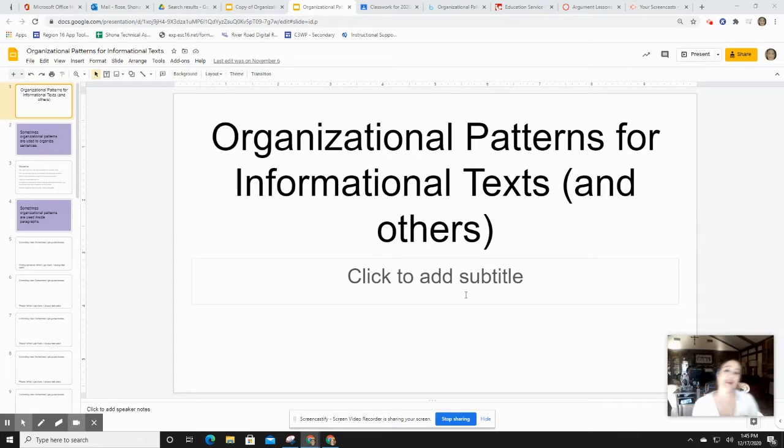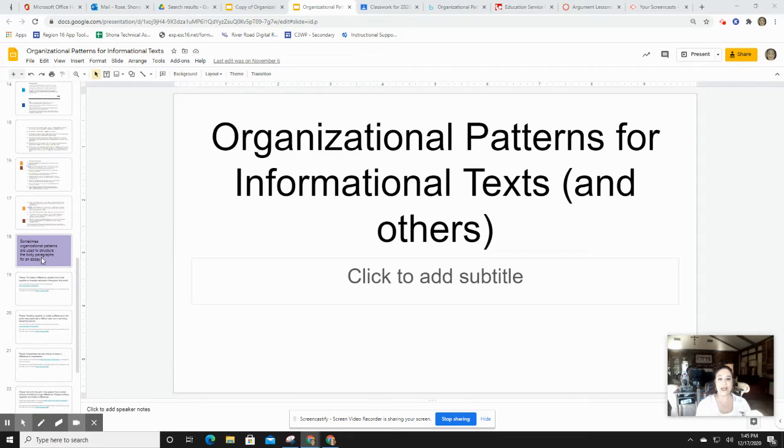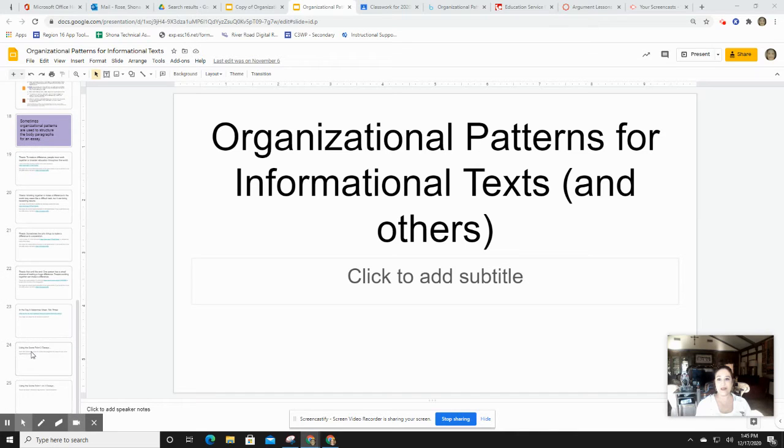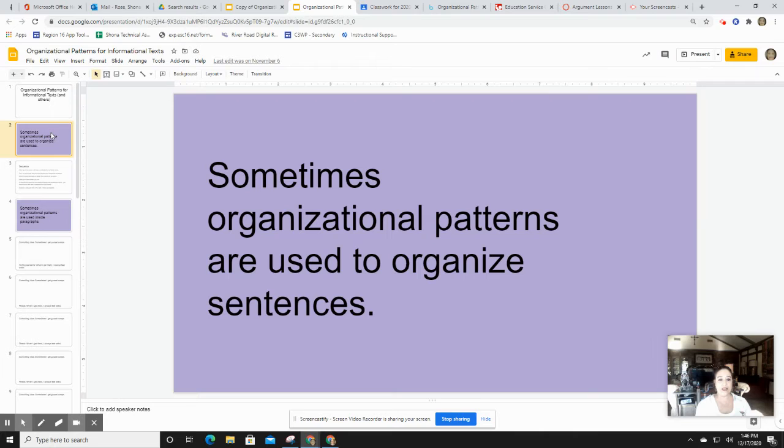Hi, everyone. Today, I want to share with you some things that I've been discovering about the way authors put together their organizational patterns whenever they're writing an informational text. And you'll notice over here on the left-hand side of my screen, I've got some placeholders that tell us about the different categories and different ways that we're going to examine throughout the lesson today. So let's start out with this first one right here.